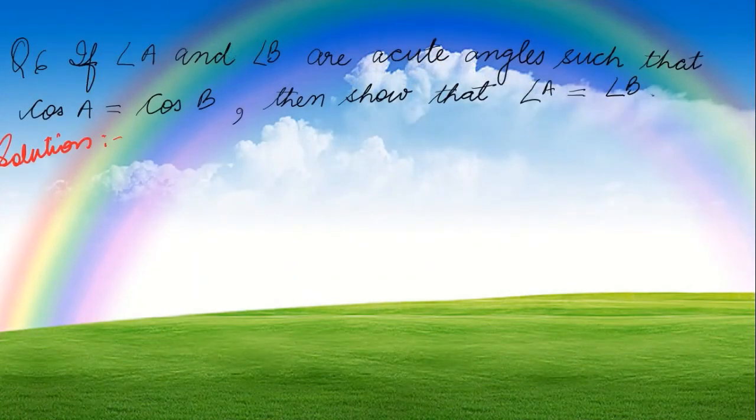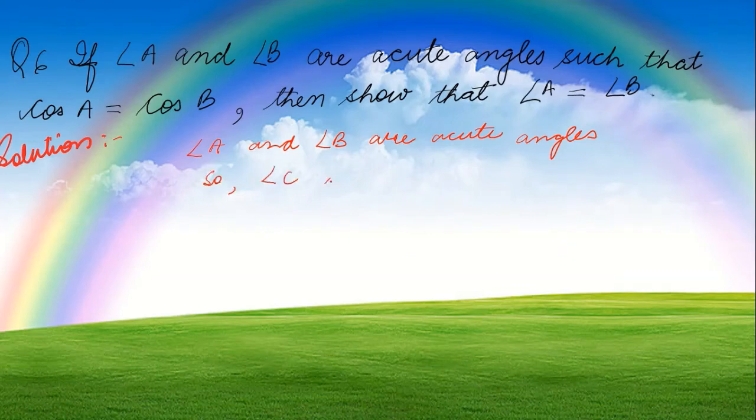Now question 6 is, if angle A and B are acute angles. So angle A and angle B are acute angles. Okay, so you can say angle C will be a right angle. Now they are saying such that cos A equals cos B, means cos A is cos B. Then show that angle A equals angle B.